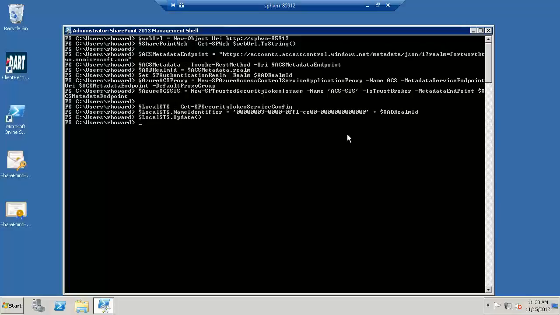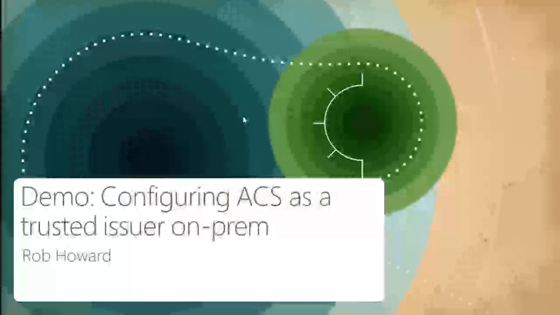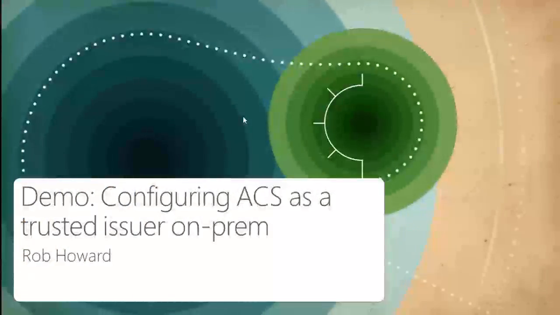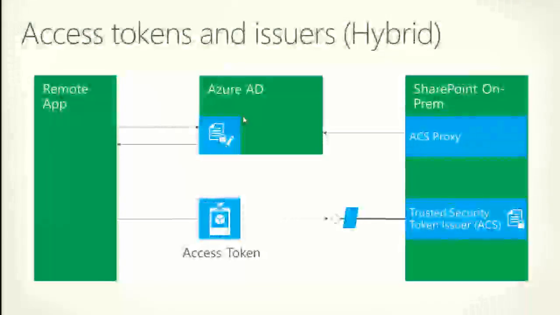And I'm more than happy to show you exactly that working, but the demo will look exactly the same as the last one, and we're running short on time, and there are two other things I want to show you. So I'm going to go back to slides. So that's configuring ACS as a trusted issuer on-prem. And just to go back to that scenario again, that scenario is when I have things that are both online and on-prem, and I want to use things in the cloud with my on-prem environment. I want to connect those two environments in a hybrid environment.